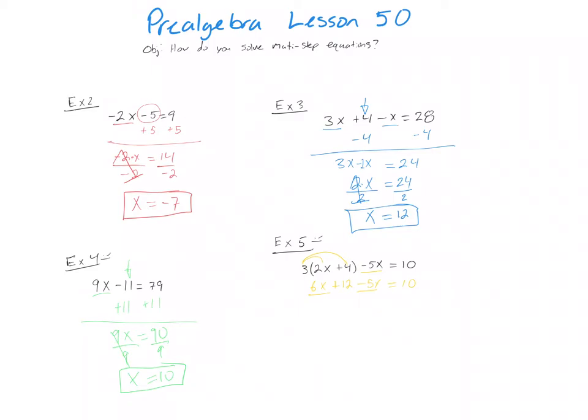So these two have x's in it. This one does not, so I'm going to subtract 12. So I'm going to have 6x minus 5x is equal to negative 2. And 6x's minus 5x's is just going to give me x is equal to negative 2.